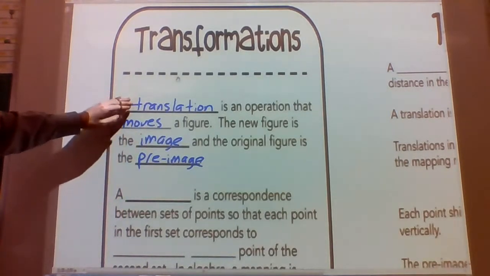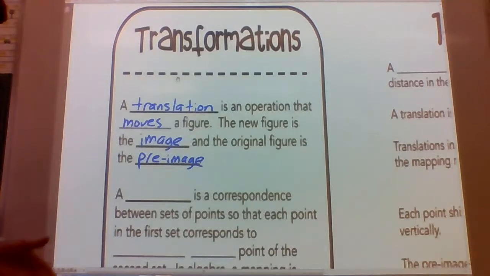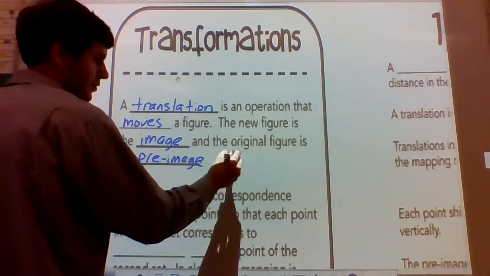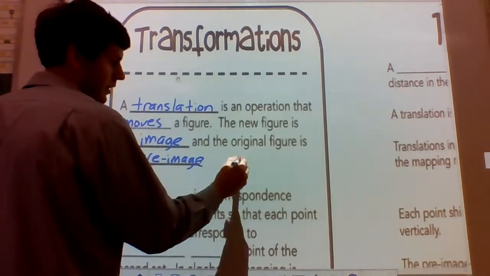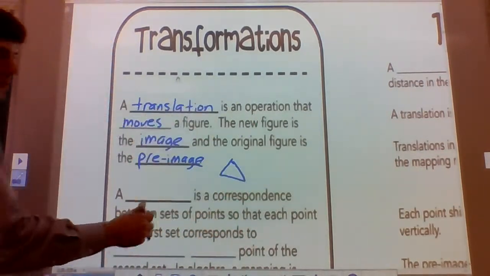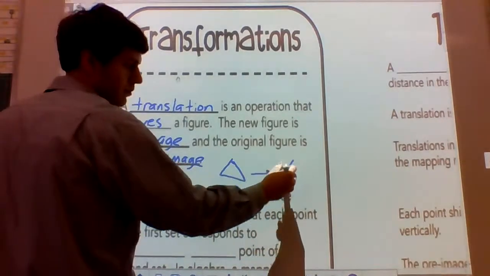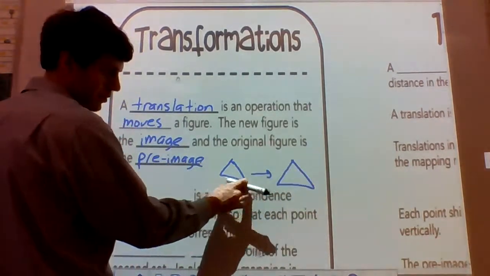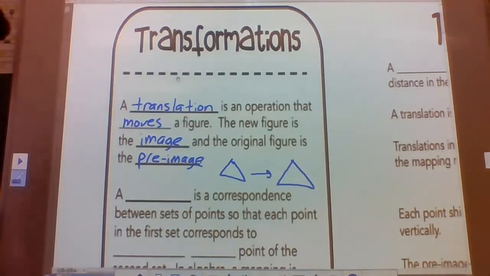Okay. The translation means we are moving the figure, so it's not changing size or shape. It's just simply being shifted horizontally or vertically, or a combination of both. Okay, so we have a triangle. Okay, and we shift it to the left. All we're doing is moving it over. This would be our pre-image. This is our image. Okay. Translating it. We're shifting it over. We're just moving it. It's not changing size or shape. It's just moving over.